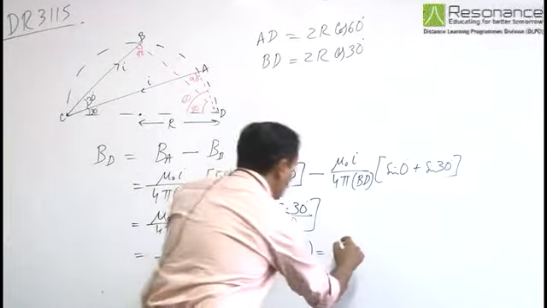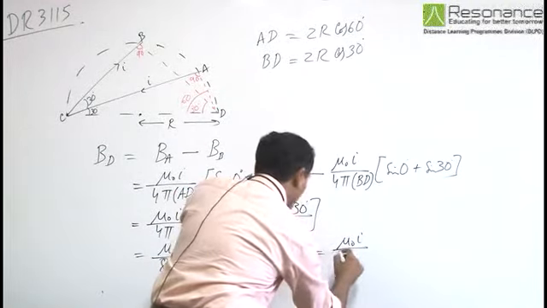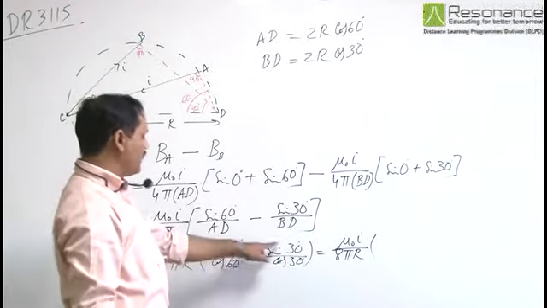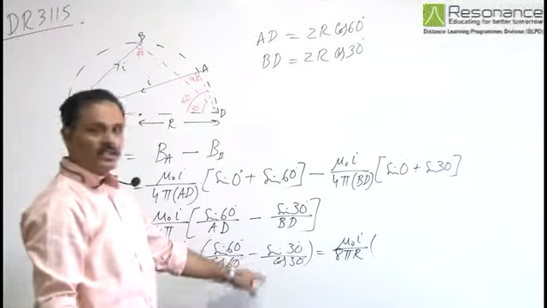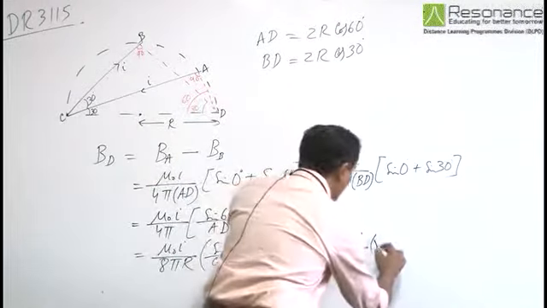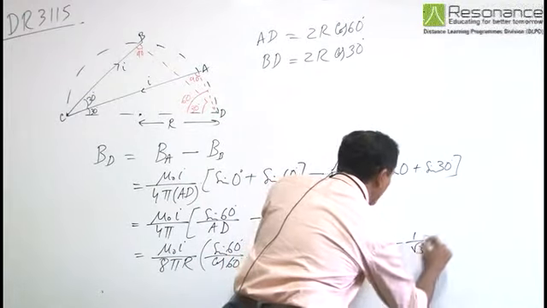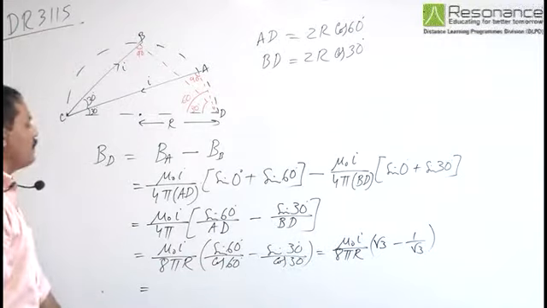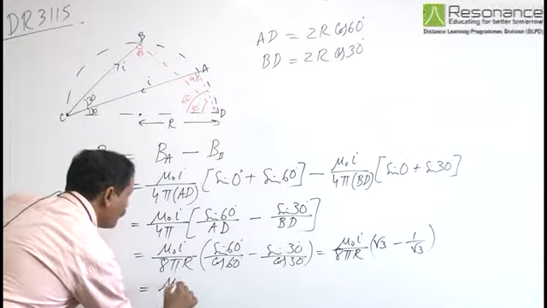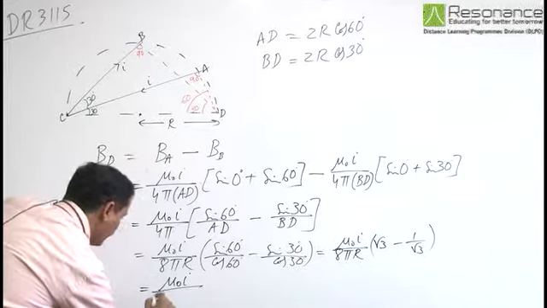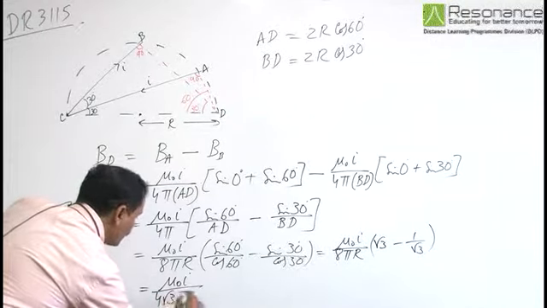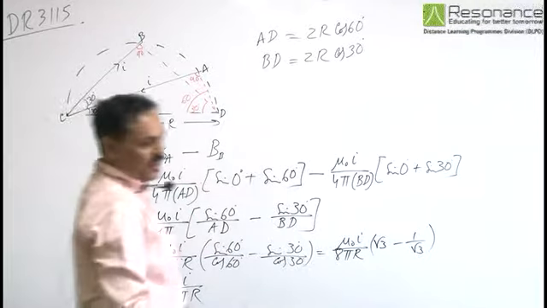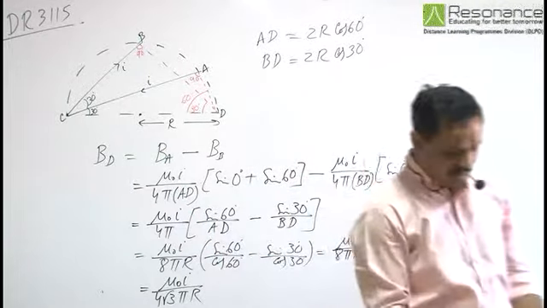So that is equal to mu naught I by 8 pi R. This is nothing but tan 60, and sin 30 by cos 30 is tan 30. So we can write root 3 minus 1 by root 3, and the magnetic field at point D comes out to be mu naught I by 4 root 3 pi R. So this is the magnetic field at D, and the correct option is B.